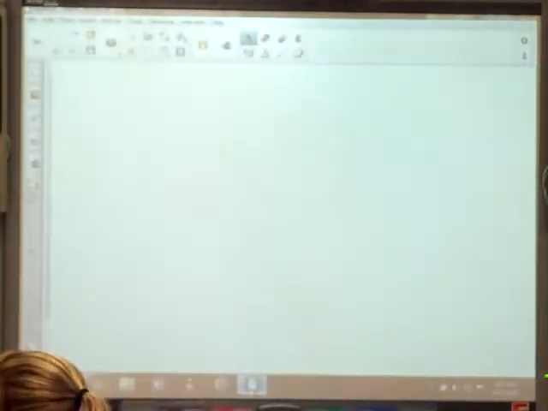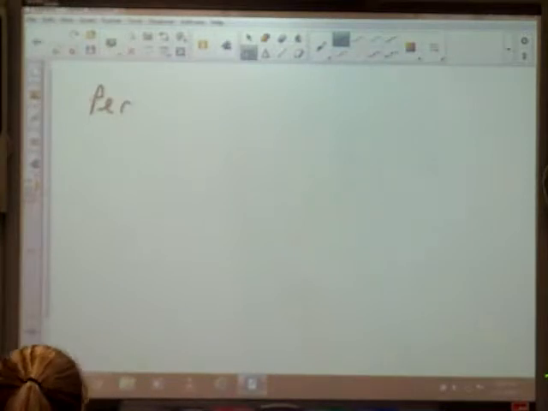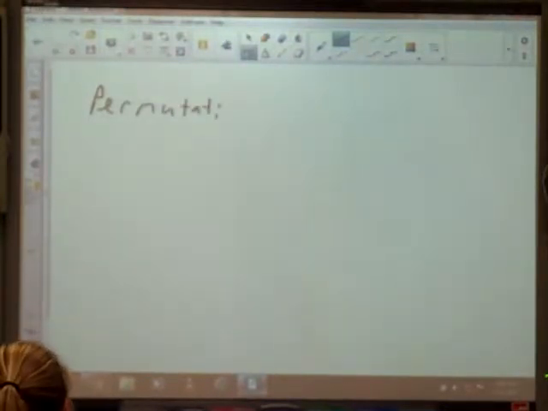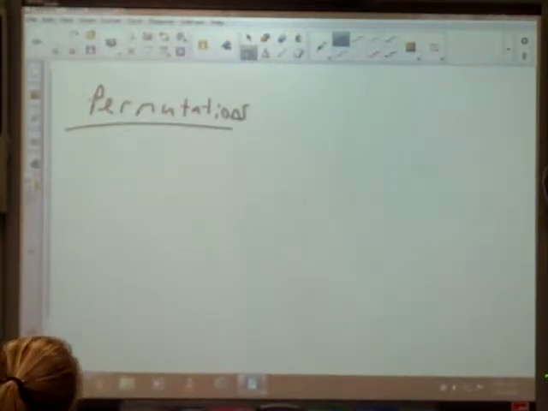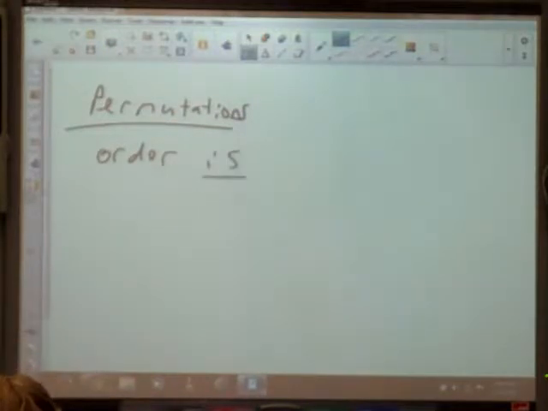Alright, so we're looking at permutations and combinations. I've got some formulas for both of those and some notes to make on both of them. If we're talking about permutations, what we know is that it's an arrangement of objects in which order is important. Order is important. An arrangement of objects where order is important.